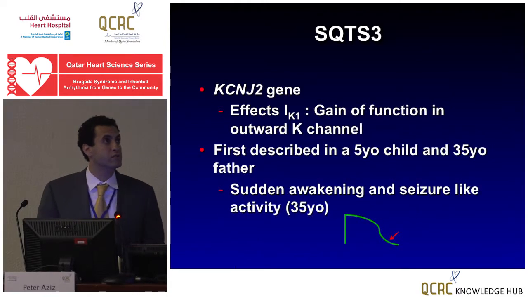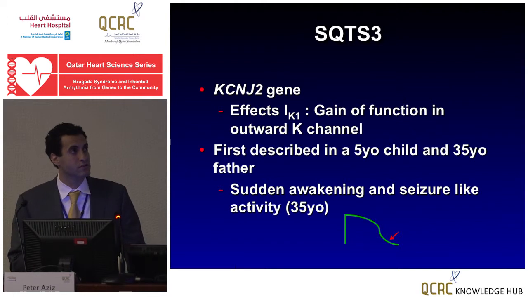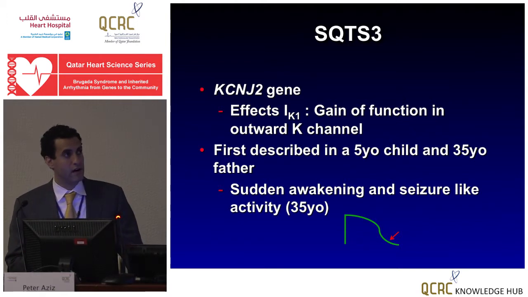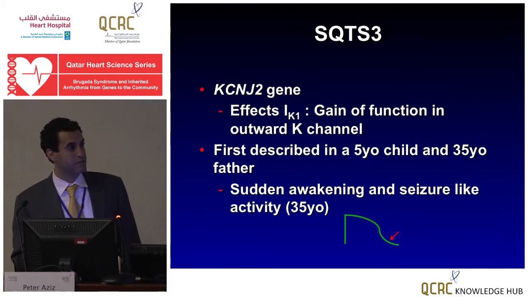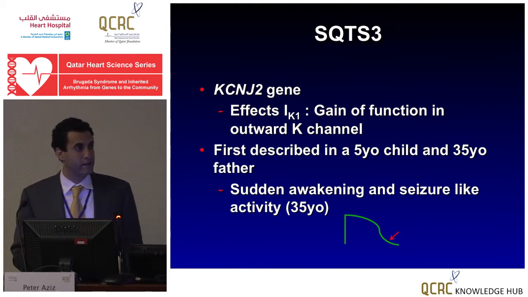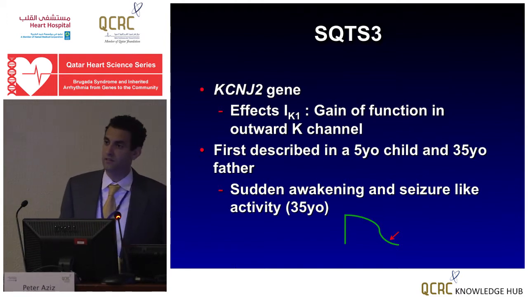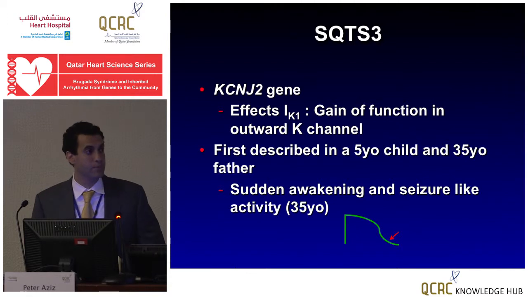Short QT3 involves the KCNJ2 gene, and it's the IK1, which is the outward potassium current in repolarization, and it's also a gain-of-function mutation. First described in a 5-year-old child and a 35-year-old relative, his father. The father had very odd sudden awakening and seizure-like activity during sleep.